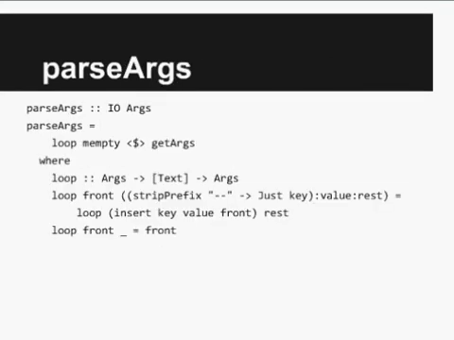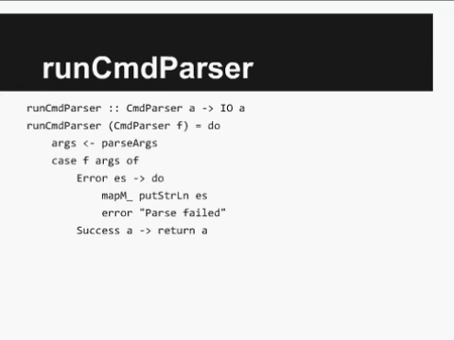parseArgs, I don't want to dwell on this function very much. This is just a helper function for parsing out the arguments from the command line. We're going to follow the very common syntax of --name followed by the argument value. And once we have that parseArgs function, we're able to create something which would run a command parser.